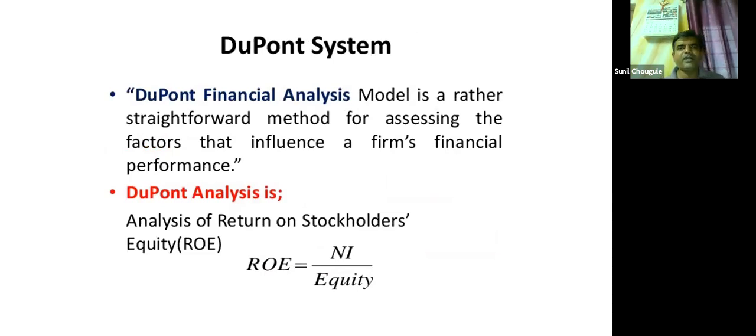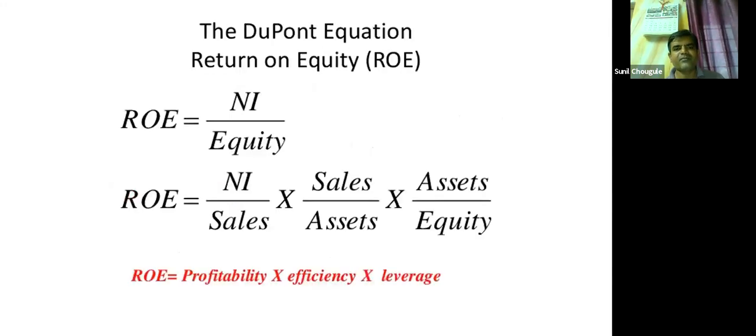The DuPont financial analysis model is a rather straightforward method for assessing the factors that influence a firm's financial performance. Now, the equation of DuPont analysis is the analysis of return on stockholders' equity. Return on equity is equal to NI divided by equity. Now, the DuPont equation of ROE is NI divided by sales into sales divided by assets into assets divided by equity. So sales is getting cancelled, assets also getting cancelled, return on equity is equal to profitability into efficiency into leverage.